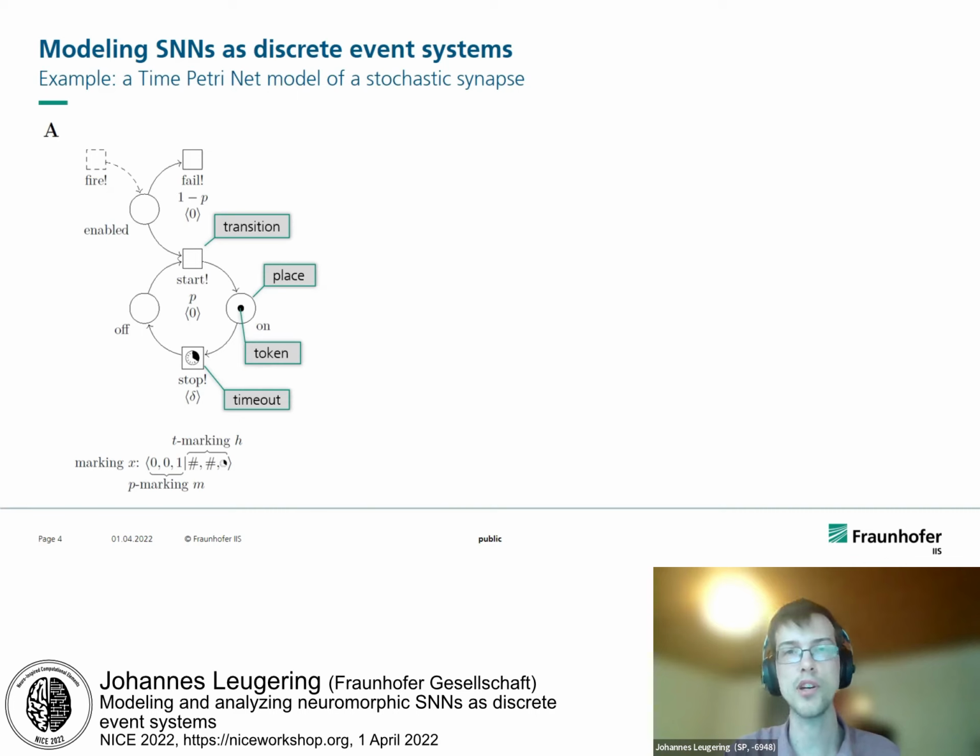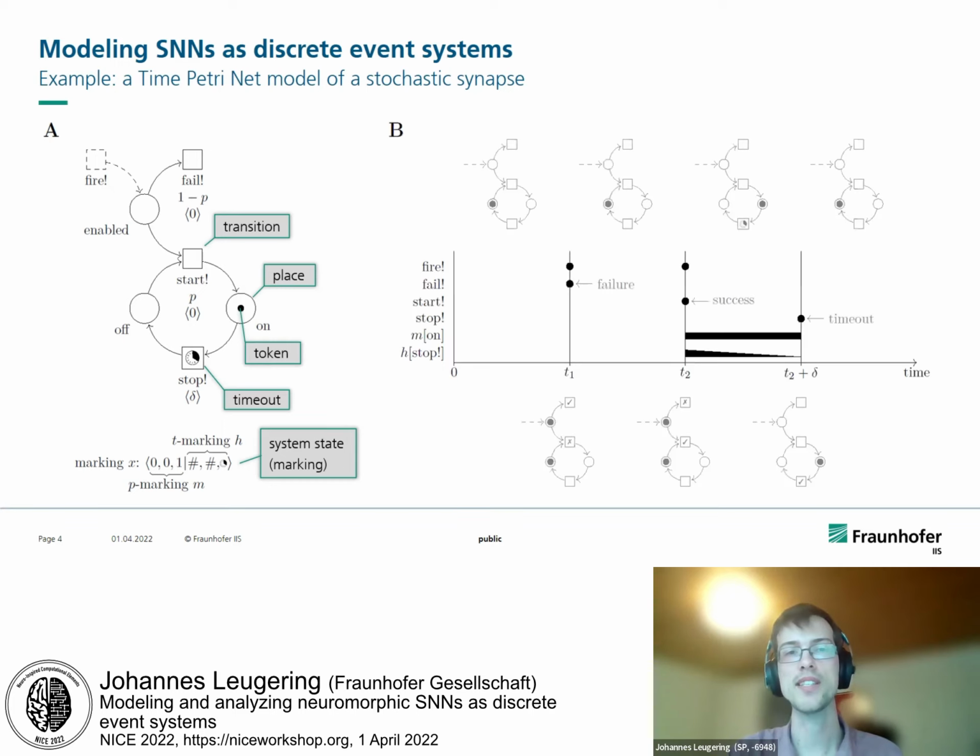Now, if this is the model that you use to describe a synapse, then the entire state of the system is described by what's called a marking. It basically consists of two parts: the assignment of tokens to places and the assignment of counter values for the different transitions. That's all that you need to understand these Petri nets. But this is quite abstract, so I want to walk you through a very brief example of what happens at a synapse, with this type of model, if you trigger it with a spike.